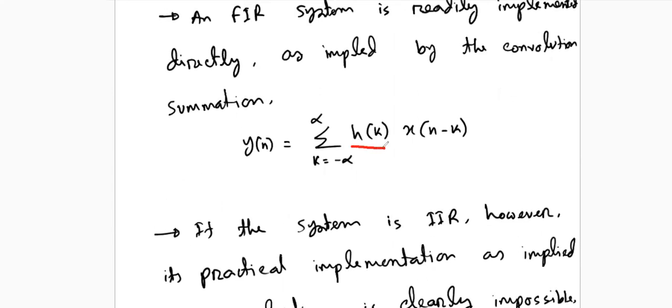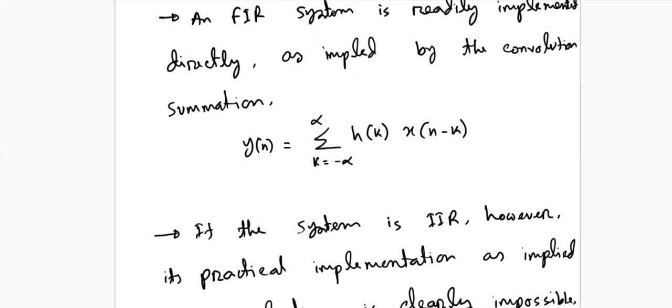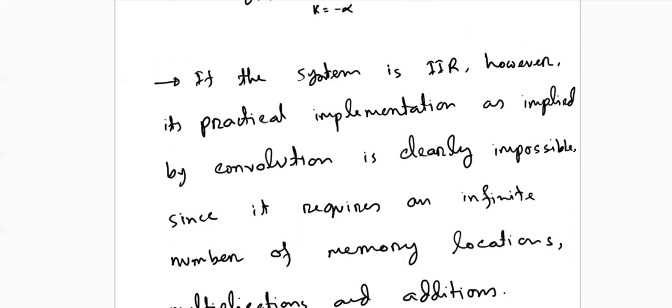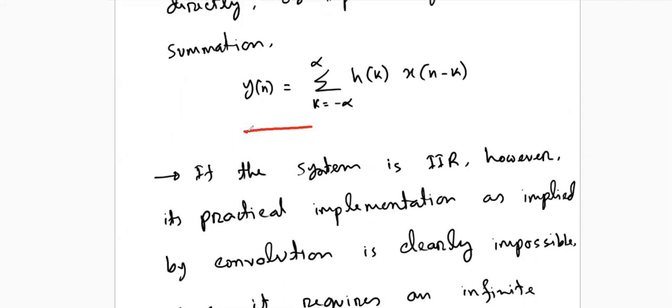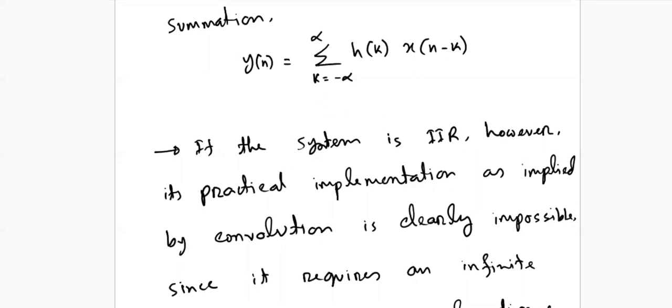Because you need to put these impulses, and how many impulses you have? You have minus infinity to plus infinity. Of course, this is an infinite number. And how many multiplications you need? Definitely infinite, and also the summation. So practically, it is not possible for the computer to do the real-time calculation whenever it is an IIR system. So the conventional convolution equation is not a proper idea for an IIR system to represent your final output.